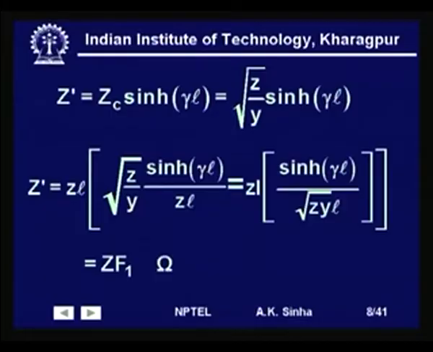Z dash is equal to Z c sine hyperbolic gamma L. This is equal to square root of Z by Y, that is Z c is square root of Z by Y, into sine hyperbolic gamma L. Therefore, Z dash is equal to Z L into square root of Z by Y sine hyperbolic gamma L by Z into L. This is equal to Z into L sine hyperbolic gamma L by square root of Z Y L.